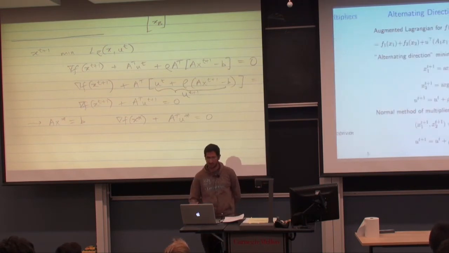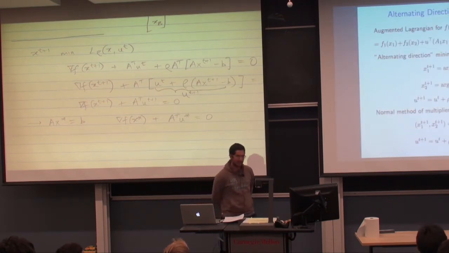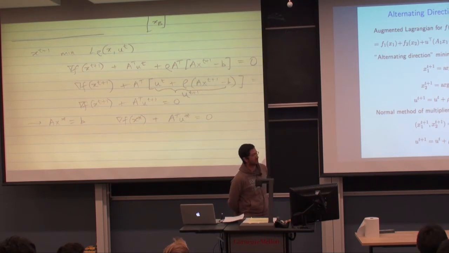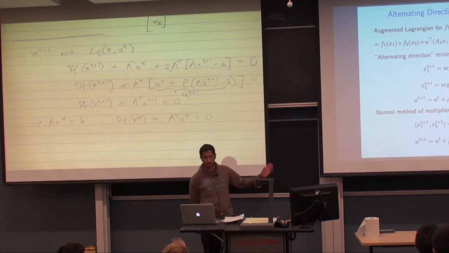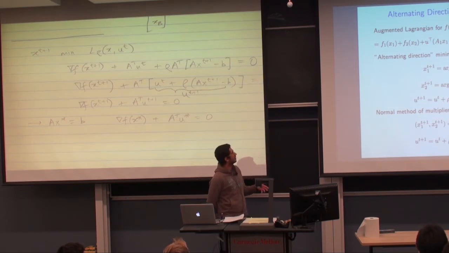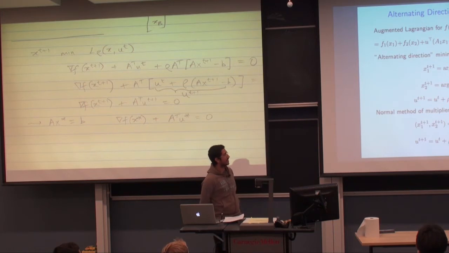Okay. So ADMM. Again, I'm just going to talk about the case where it decomposes into 2 parts. This generalizes, but we're going to look at the augmented Lagrangian for f of x when it's just the sum of 2 parts. So it's f1 of x1 plus f2 of x2, and x1 and x2 are disjoint. Right. So I'm just going to write the augmented Lagrangian L_rho of x1, x2, and u to be that's just the augmented Lagrangian.